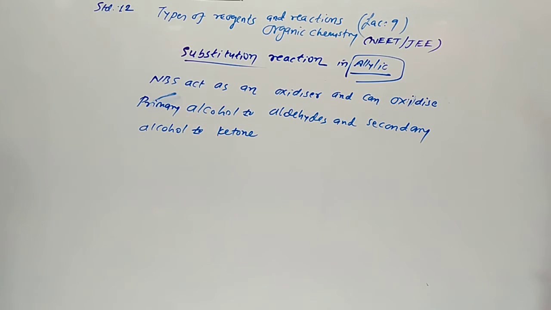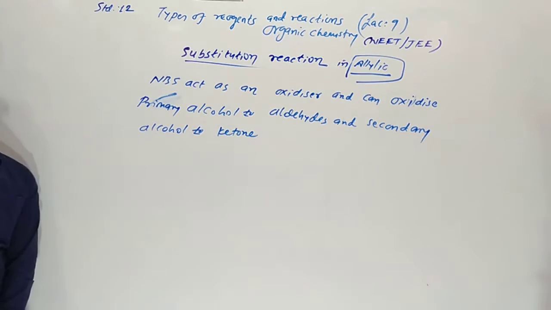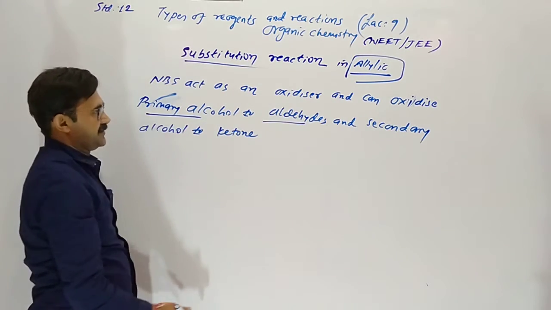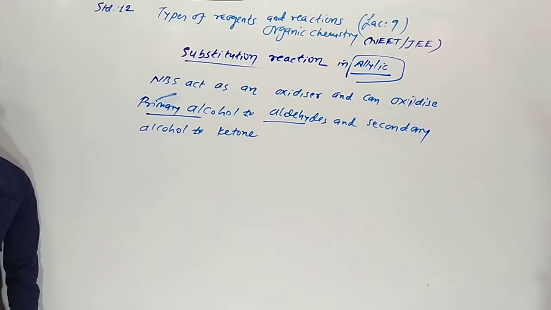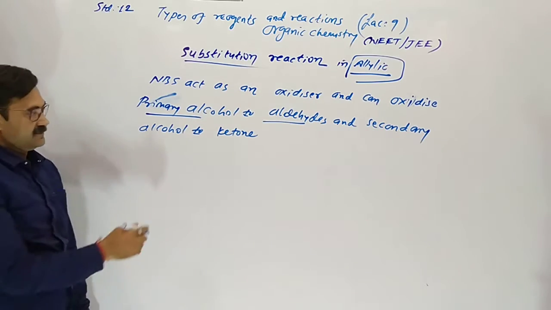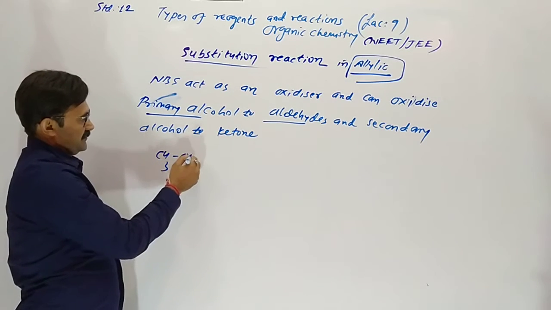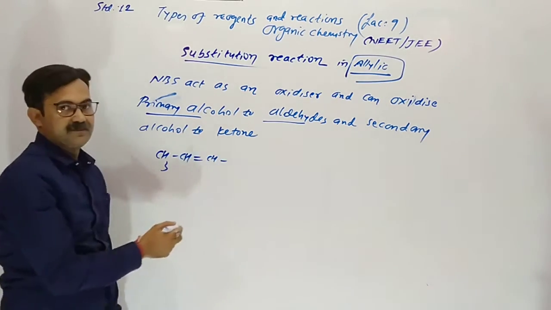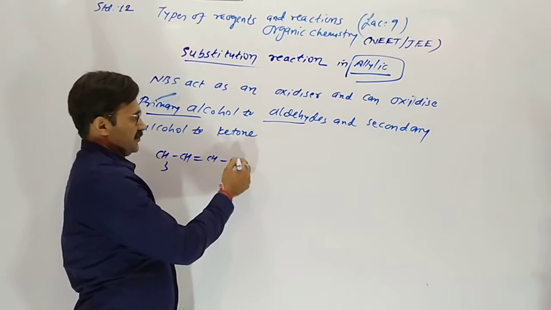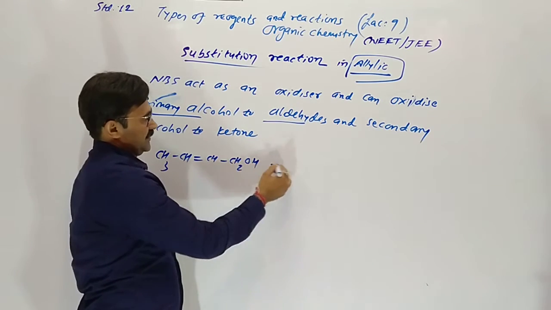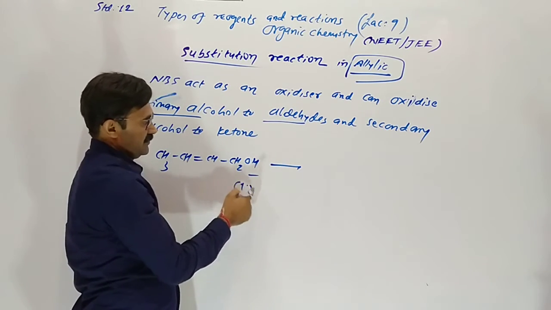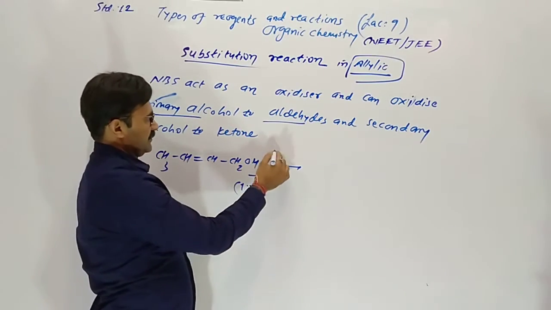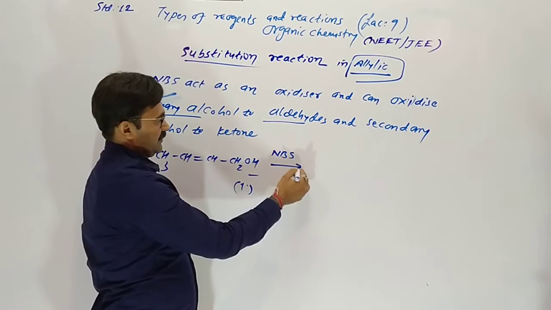Yes, NBS is an oxidizer, an oxidizing agent. If primary alcohol is given, then it is converted into aldehyde. If secondary alcohol is given, then it is converted into ketone. CH3, CH double bond CH, and then CH2OH. You can see this is a primary alcohol. The OH-containing carbon is combined with only one other carbon, so primary. Reaction with the NBS.